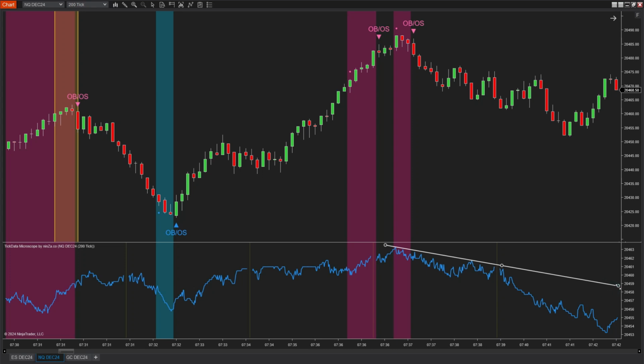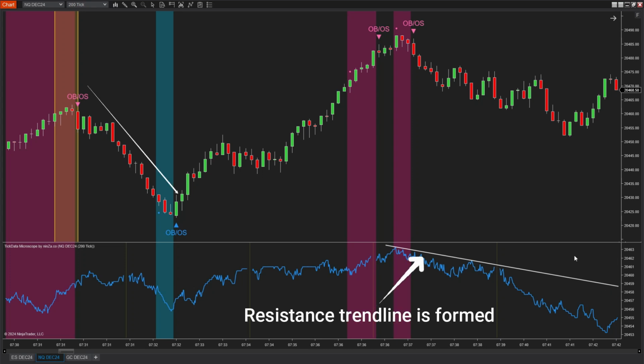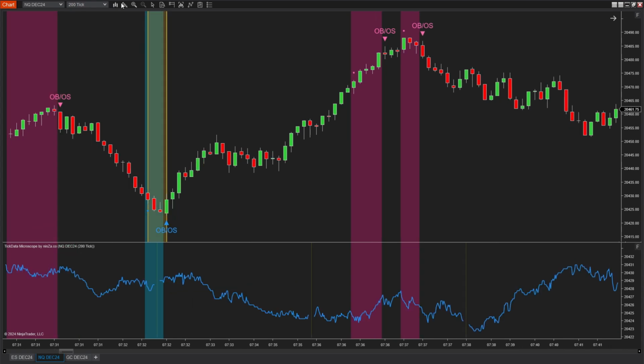It shows that previous buying interest has diminished, making the sell signal more reliable and helping traders make more informed decisions. Next, let's examine a particularly compelling scenario involving a buy signal.